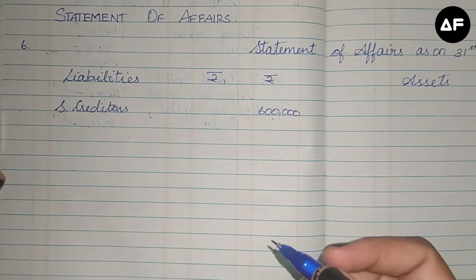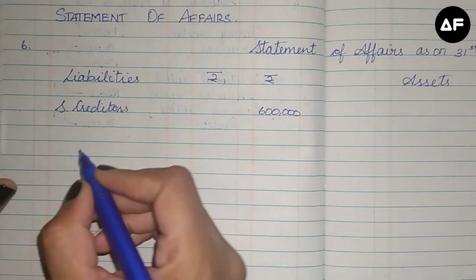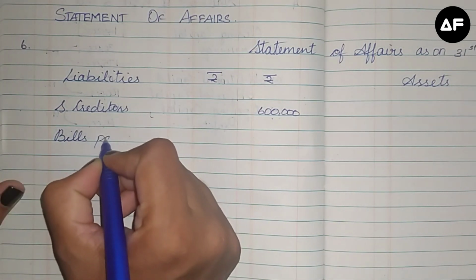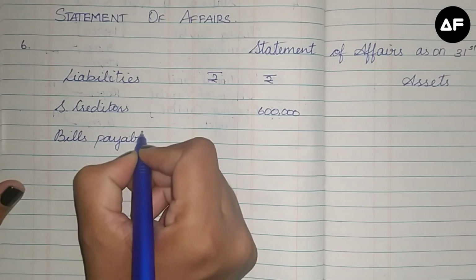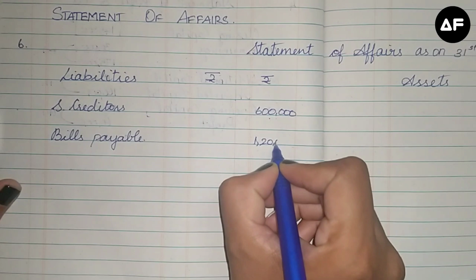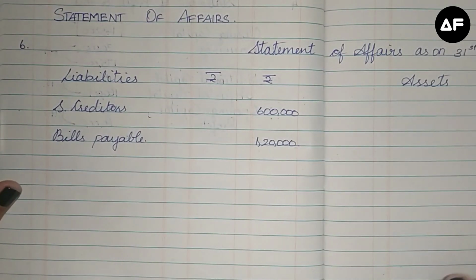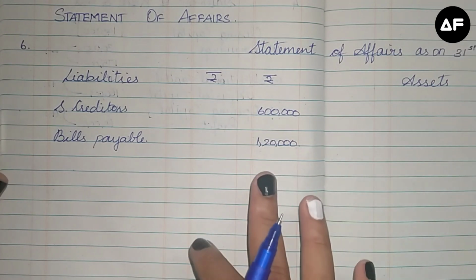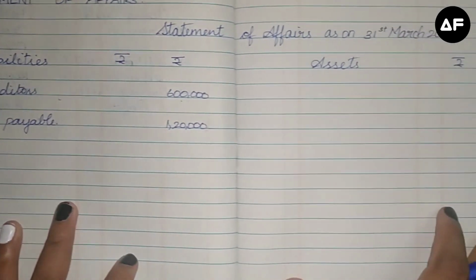The next creditor or liability is the bills payable. So I write bills payable, rupees 1,20,000. Apart from this, we do not have any other liability item in this particular sum. So let's move on to the asset items.